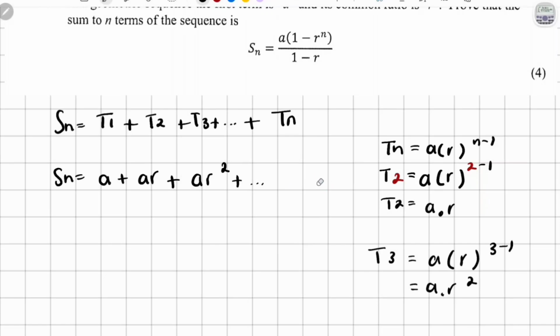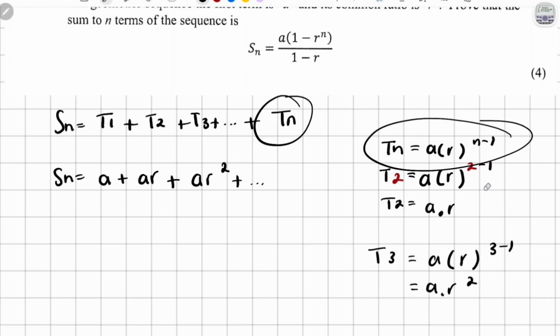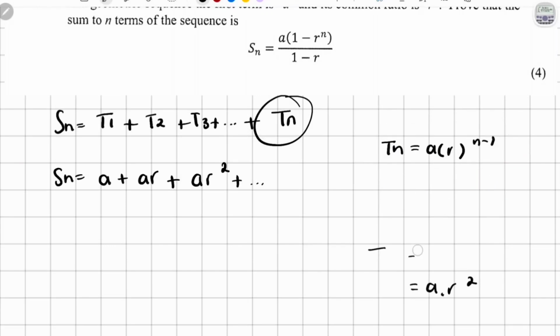Now, what is the last term? Again, Tn is always equal to a times r raised to the power of n minus 1. So that's what that is. I'm going to just rewrite that there. So that is a times r raised to the power of n minus 1. Now, since we know what the last term is, you can even find out what the term before the last term is, what the second last term is going to be. And this is what it's going to be.